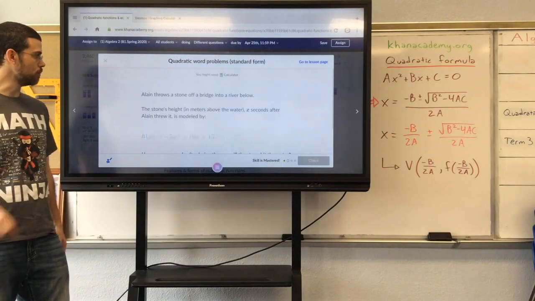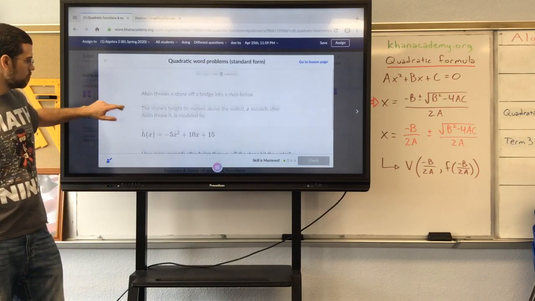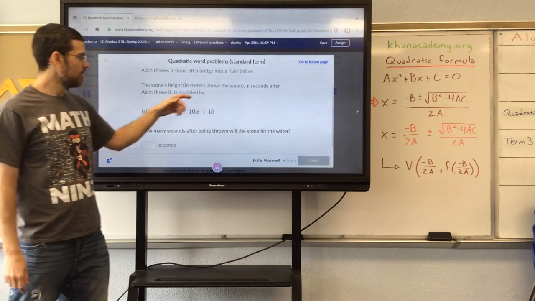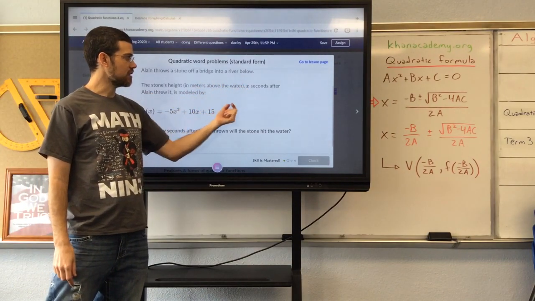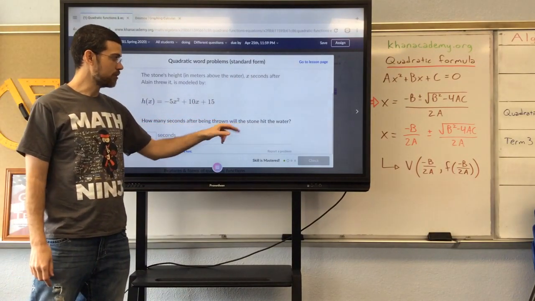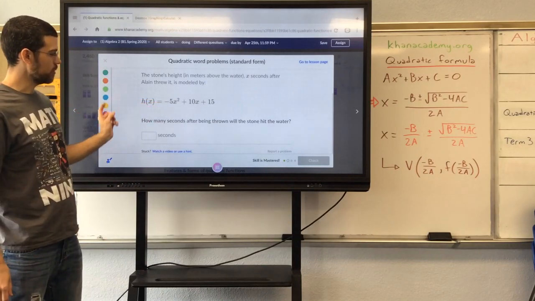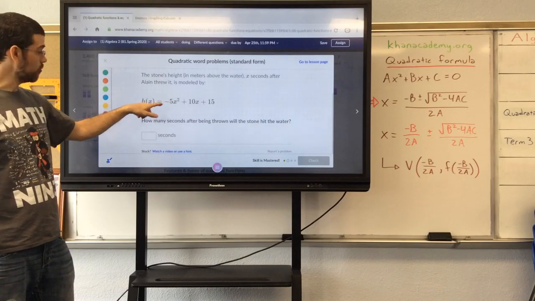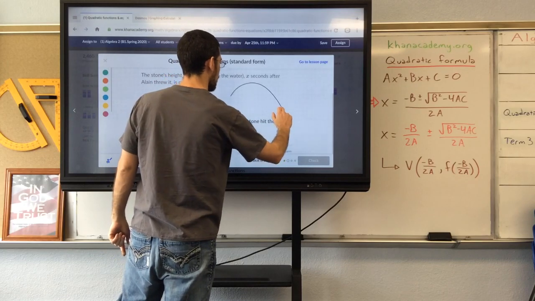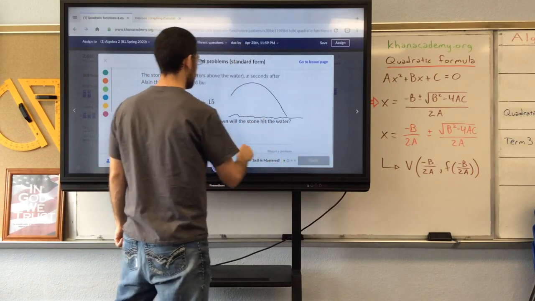Next question. All right. Elaine throws a stone off a bridge into a river. Okay, the height above the water is what the function models, and the input is seconds, x, after throwing it. So, question is, how many seconds after being thrown will the stone hit the water? Okay, so in this case, again, the parabola opens down. We know that because the coefficient on the x squared term is negative. So she throws it, and it goes down here, and it hits the water. Here's our water, right over there.